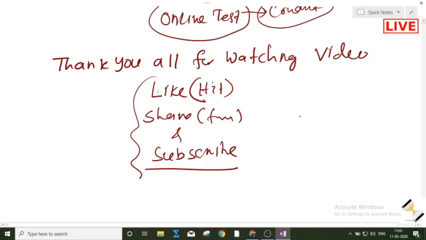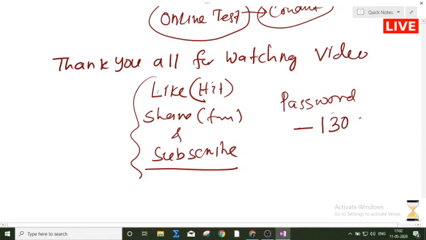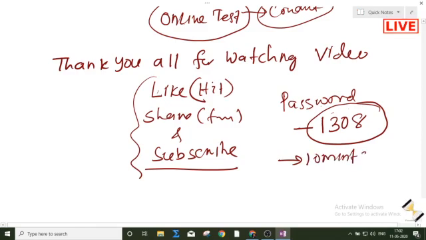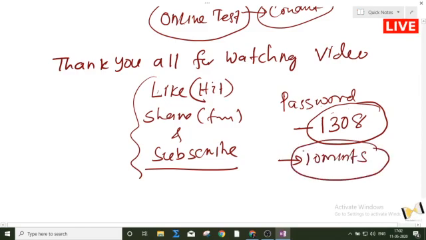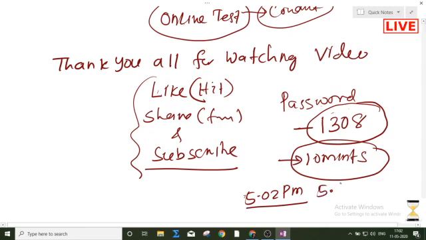And the password for today's attendance will be 1308. 1308. This is valid for 10 minutes today. Now the time is 5.02 PM, so exactly it will finish by 5.15 PM. It will be invalid after that time.